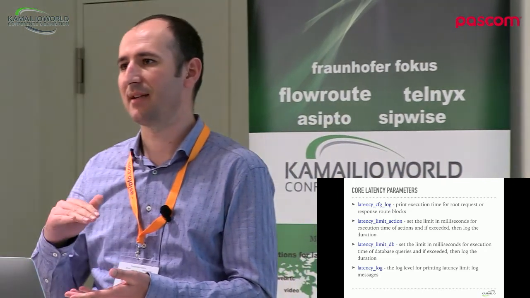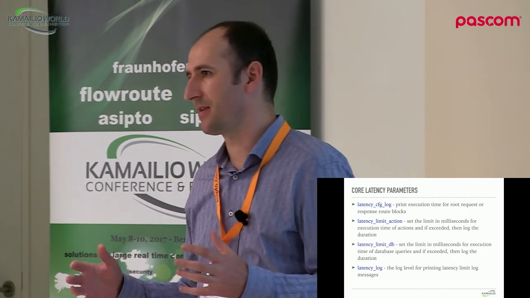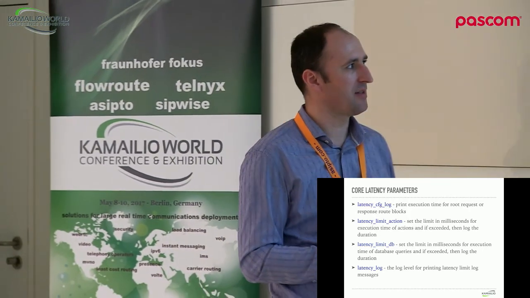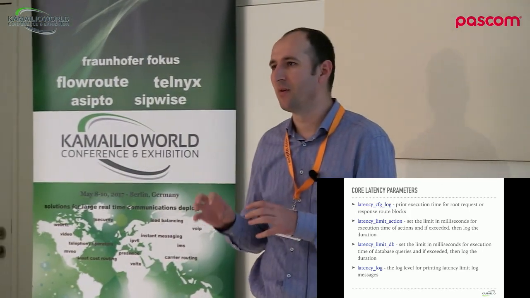Maybe more related to a specific action would be latency_limit_action. Here you can set a threshold, an upper limit in milliseconds, for the execution time. And if exceeded, so if one action is taking longer than this limit to be executed, you'll get a log message. So practically you can see, okay, now the lookup location is slow. Maybe I have so many active users that I need to increase its hash table or do other kinds of optimizations.